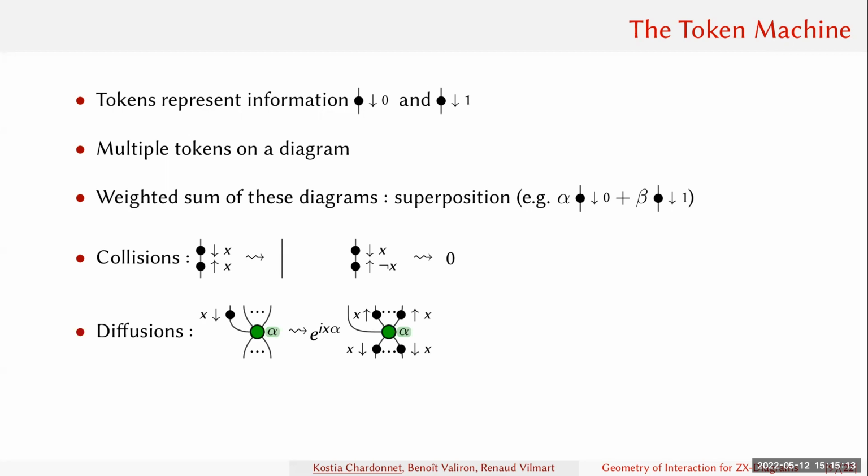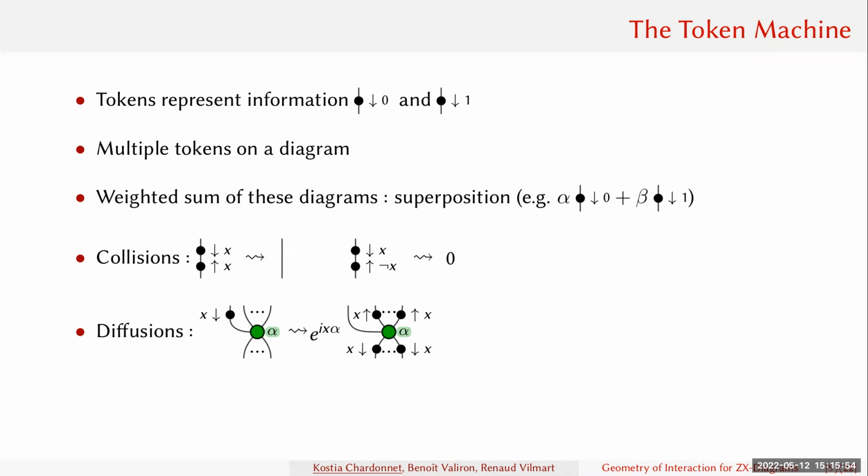Then you have the diffusion rule of your ZX diagram. The first one is the green spider. If you have a green spider with a phase alpha, and you have a token going down in the state X, it will rewrite to e^(iXα) times the same diagram, but this time on all the other input and output wires of your green spider you have a token either going up in the input or going down in the output in the state X. So basically, the token has duplicated itself in every input and output wire.